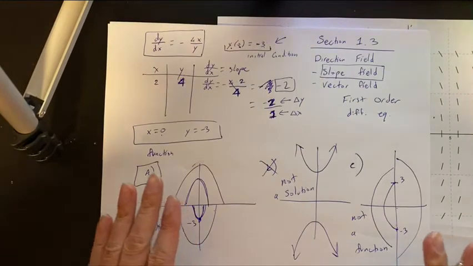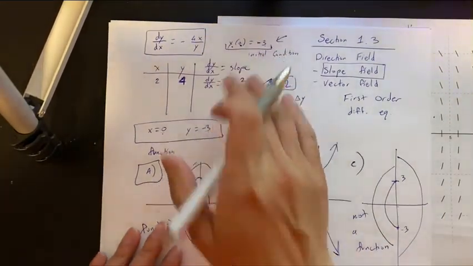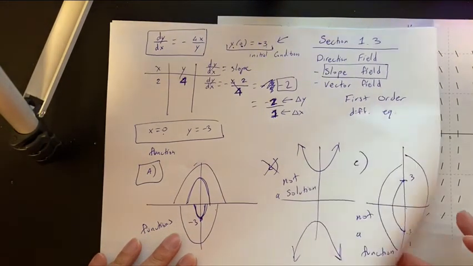So all the solutions are actually A and C, but the solutions that would satisfy the initial condition are really only A. Okay, so that's my short video.